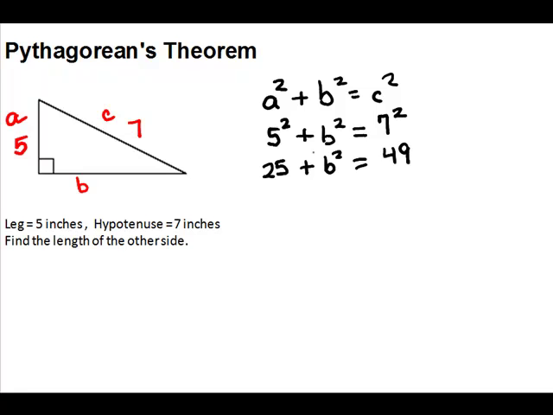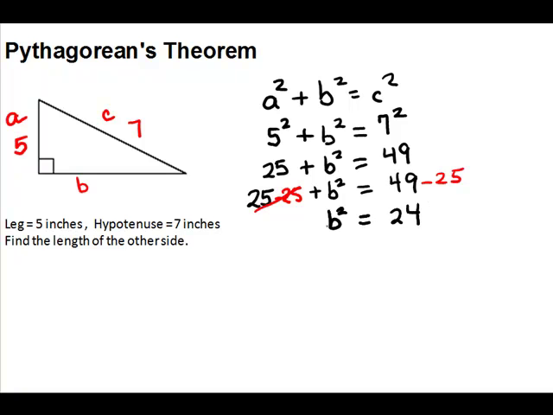Now, we would like to isolate the b squared, so we use our equation solving skills and get the b squared by itself. That means we need to get rid of the 25. It's a positive 25, so we'll subtract it on both sides to make it cancel. So we'll subtract on the left, and we still have our b squared. And then we'll subtract the 25 on the right-hand side. Clean up. We're left with b squared equals 24.